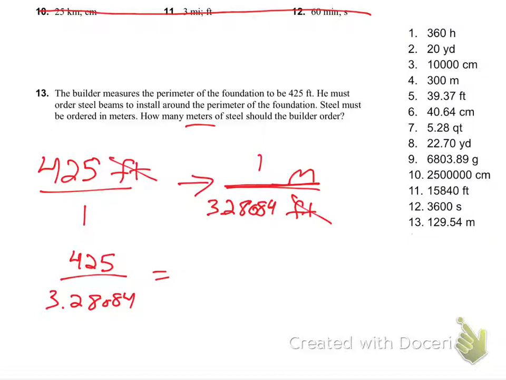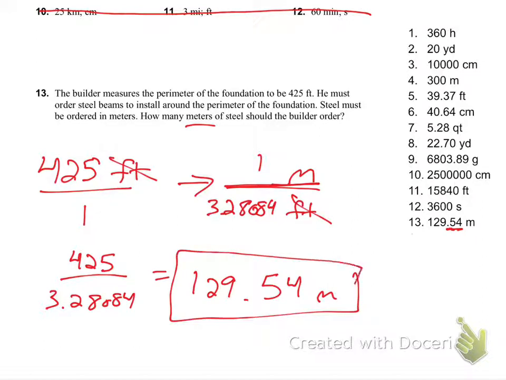That should give me 129.5. What I'm going to do is round to the nearest tenth. Mr. Clutter rounded from the hundredth. This is the tenth, this is the hundredth. So both are fine. And then make sure that we always label. It'll be 129.54 meters of steel.